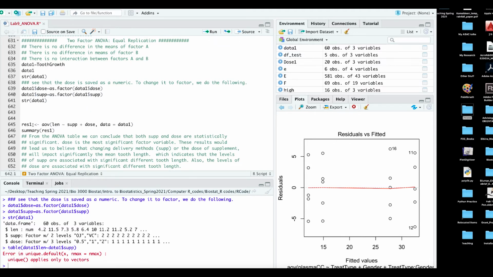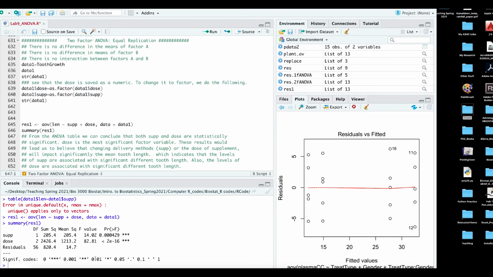Okay, so result 1, I'm doing the analysis of variance. Length is the first column versus supplement plus dose. We are not considering the interaction here. Okay, so what do you get? The data is data 1. So in the summary, you see that supplement is significant.